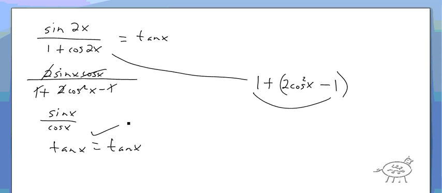So you can see, if you choose the right identity, especially with cosine, it's kind of picking and choosing, you can make things a lot easier for yourselves.